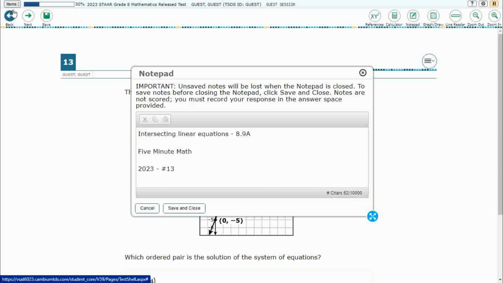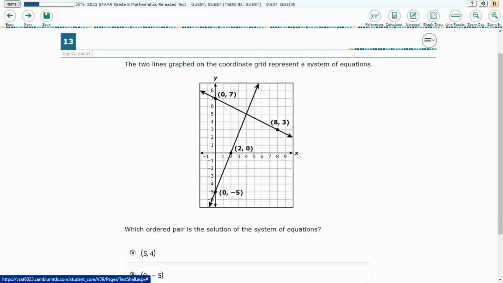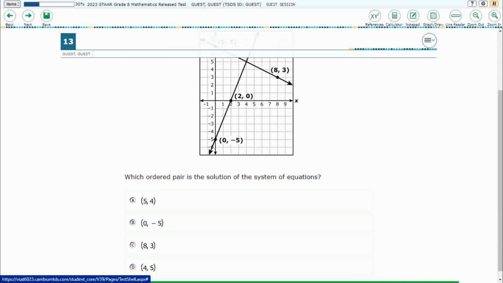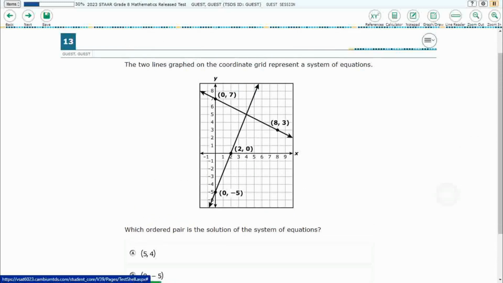Today we are looking at the 8th grade concept of intersecting linear equations. This is standard 8.9a in the great state of Texas, and we are using item number 13 of the 2023 released STAAR test. If you haven't done so already, please go ahead and take a moment to pause the video, work this problem out on your own, unpause it, and we will look at our answers together.